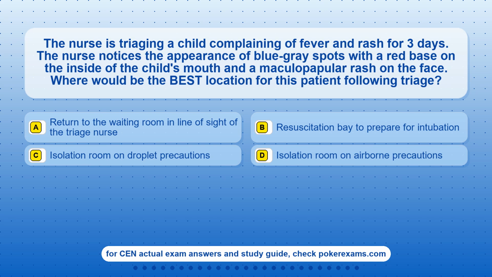Question 9. The nurse is triaging a child complaining of fever and rash for 3 days. The nurse notices the appearance of blue-gray spots with a red base on the inside of the child's mouth and a maculopapular rash on the face. Where would be the best location for this patient following triage? Option A, return to the waiting room in line of sight of the triage nurse. Option B, resuscitation bay to prepare for intubation. Option C, isolation room on droplet precautions. Option D, isolation room on airborne precautions.